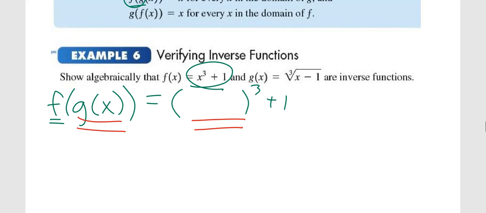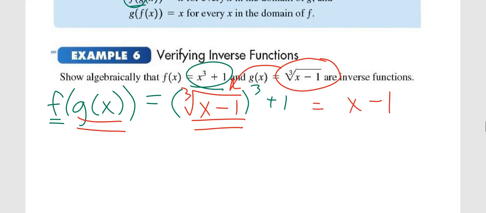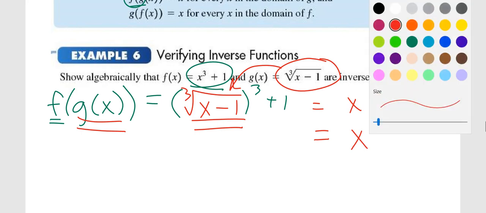Are we plugging in this other function? All right, cube root x minus 1. We typically refer to that as the unsimplified form, so why don't we find the simplified form? What happens to the cube and the cube root? They cancel out. So I have x minus 1 plus 1, commonly referred to on the street as x, right? Because these cancel. All right, so that one worked.